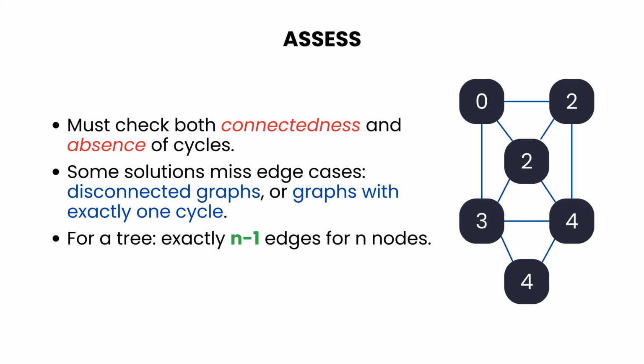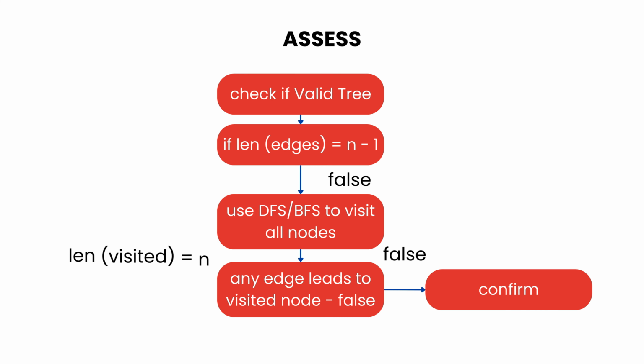For a tree, exactly n-1 edges for n nodes. Edge count check: if there aren't exactly n-1 edges, it can't be a tree. Connectedness check: use DFS/BFS to visit all nodes from node 0. If you visit all nodes, count equals n, the graph is connected. If any node is unreachable, it's disconnected. Cycle check: if any edge leads back to a previously visited node, not the parent, it's a cycle. Edge count shortcut: if the edge count is correct and you visit all nodes without cycles, it must be a tree.